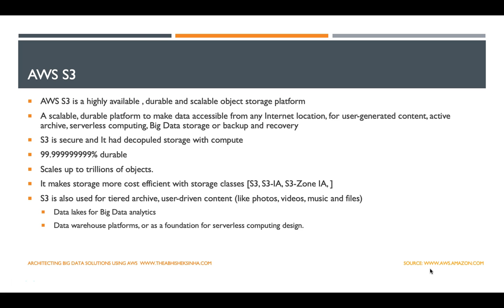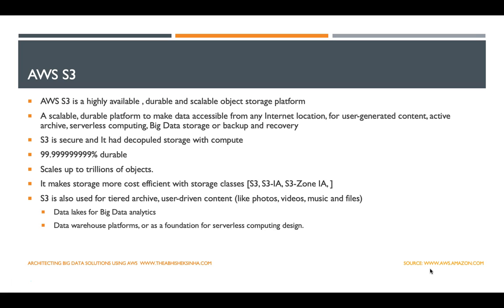Amazon Simple Storage Service is an object storage service that offers industry-leading scalability, data availability, security, and performance, which means that customers of all sizes and industries can use it to store and protect any amount of data for a range of use cases like websites, mobile applications, backup and restore, archiving, enterprise applications, and IoT devices. And the last but not the least is big data analytics.